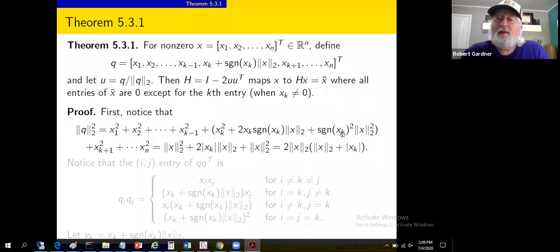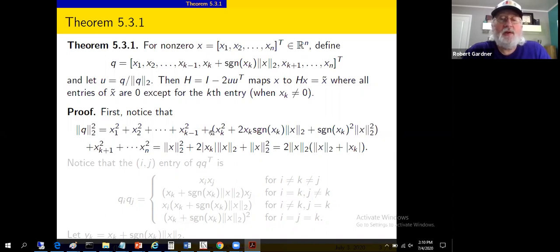Over here we've got a sign of x sub k squared. Well, it's a 1 or negative 1. And when you square it, it's 1. So I can just drop that. And remember, we're considering x sub k non-zero, so don't worry about it equaling 0. So we pick up the 2 norm of x squared from this, and 2 absolute value of x sub k times norm x from that.